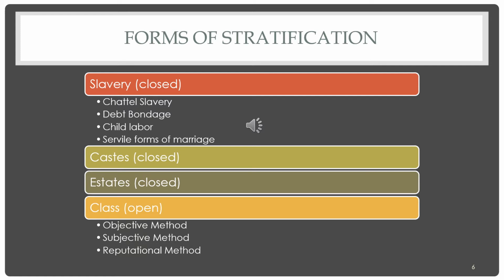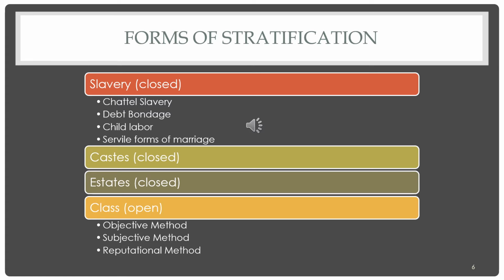Now, when we look at slavery, slavery tends to be the number one form of stratification that comes to mind when people think about stratification. There are actually four kinds of slavery that are found across the globe. Chattel slavery is the one you're automatically going to think of. That is the one that is in the history of the United States. Chattel slavery is when one person legally owns another person as property.